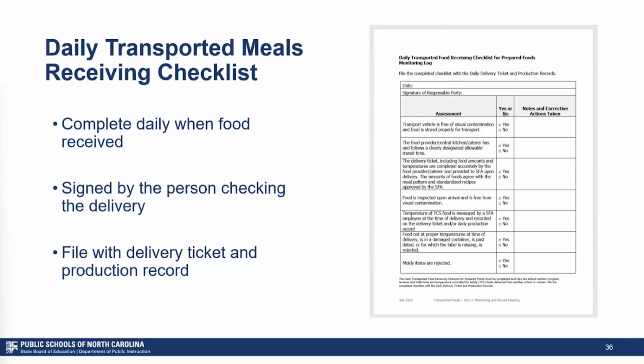This form must be dated and signed by the responsible party, which is the person from your SFA who checks the delivery on that given day. File the completed checklist with the daily delivery ticket and/or production records.